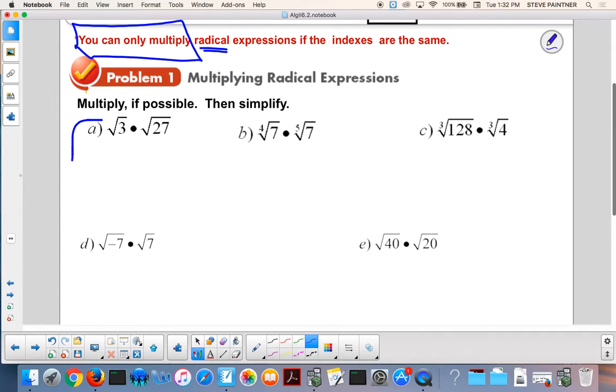Can you multiply radicals that have the same root? Yes. So this times this would be the square root of 81, which kind of turns out nice. Is that a perfect square?